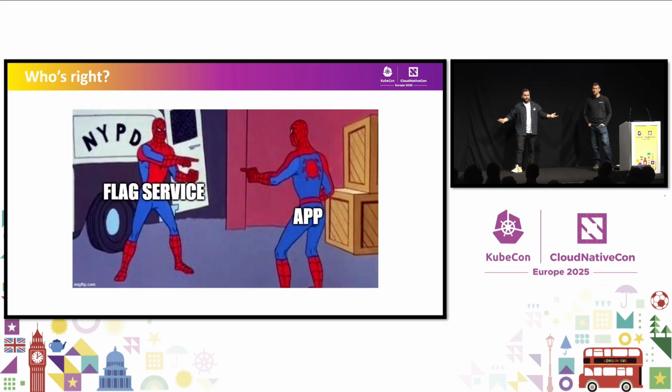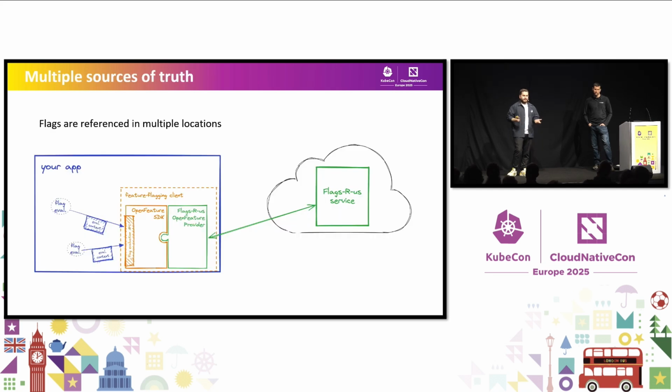That begs the question: when you have a flag service in an app, who's right? Somebody has a value of true, and then in your flag service, the flag is disabled. So who is right in that case? Who has the absolute source of truth of what the value of the flag should be evaluated to? And with that come the multiple sources of truth that I want to talk about.